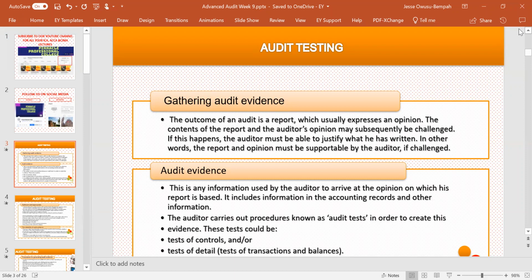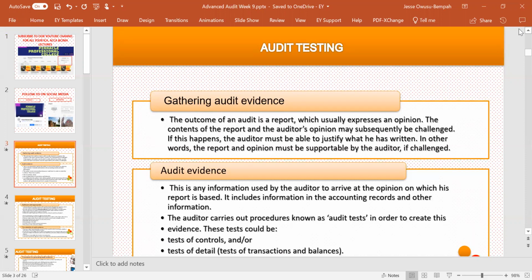The outcome of an audit is a report, which usually expresses an opinion. The content of that report and the auditor's opinion may subsequently be challenged. If this happens, the auditor must be able to justify what he or she has written. And so that's where evidence comes in. The report and opinion must be supportable by the auditor.